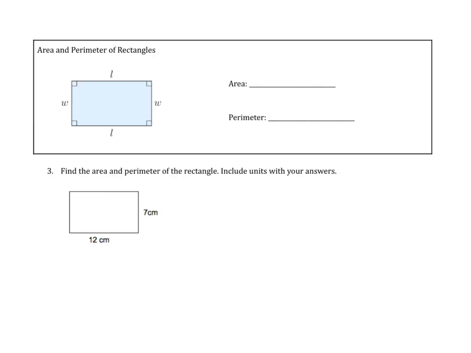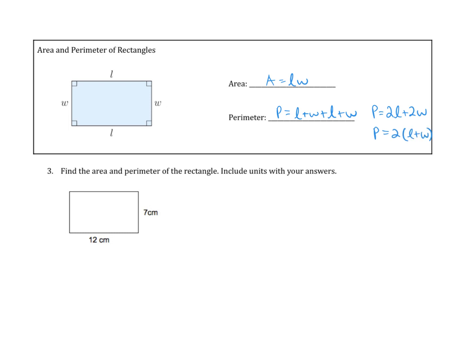Now we're going to find the area and perimeter of rectangles. The area of a rectangle is length times width, and to find the perimeter, we add up all the sides. So the perimeter would be P equals length plus width plus length plus width. Or we could combine like terms and make that P equals 2L plus 2W. Or one more way to write that is P equals 2 times the length plus the width.